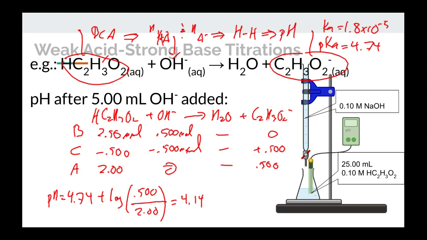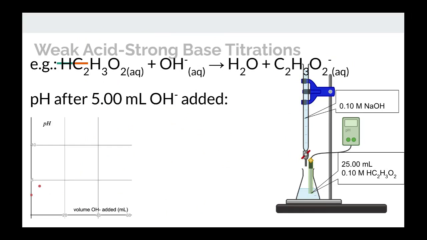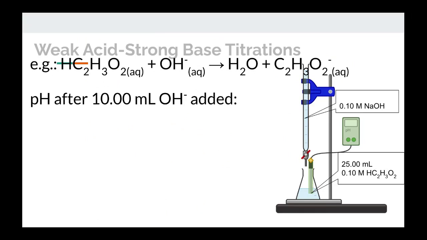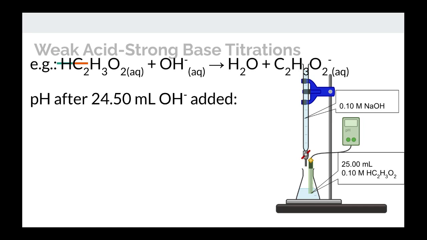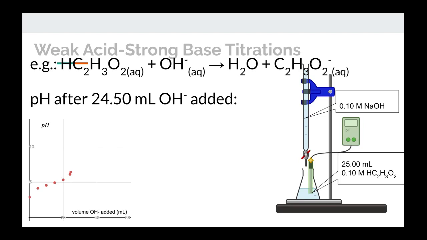I'm not going to go through all the calculations. We'll just look at what it does to the graph. There's the point for 5 milliliters added, 10 milliliters, 15 milliliters. What we can see here is there was a sharp increase, but then once the buffer gets formed, buffer's doing what buffers do, and that's resisting changes in pH. 20 milliliters, 24. Again, we're getting smaller increments as we get closer to the equivalence point.